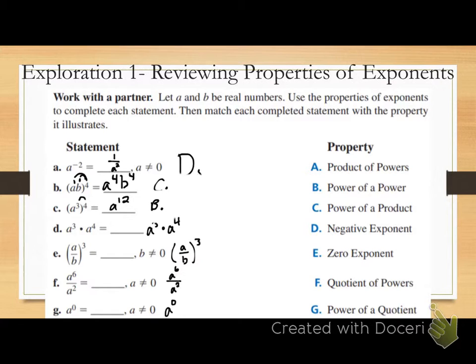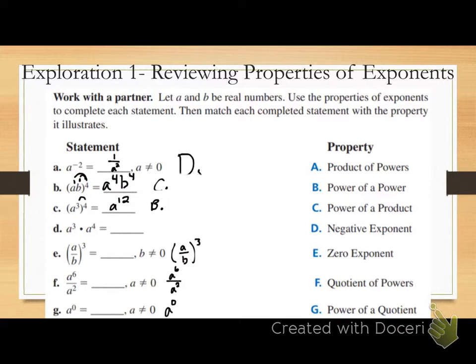I've got a power, A to the 3rd, raised to another power, the 4th power. Questions on C? Okay, letter D. A to the 3rd times A to the 4th. How would I go about this one?